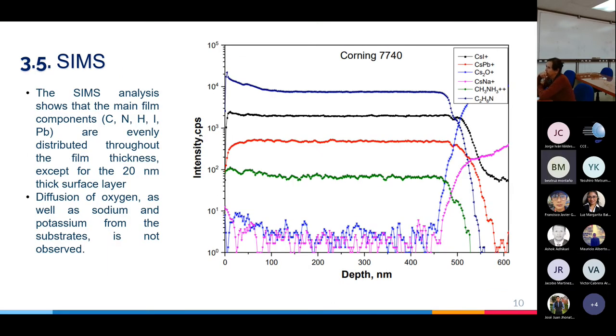The SIMS analysis shows that the main film components, carbon, nitrogen, hydrogen, iodine, and lead, are evenly distributed through the thickness, except for the 20 nanometer thick surface layer, which occurs most probably after absorption of gas molecules from the atmosphere, primarily water molecules. Absorption of oxygen, as well as sodium and potassium, is observed.